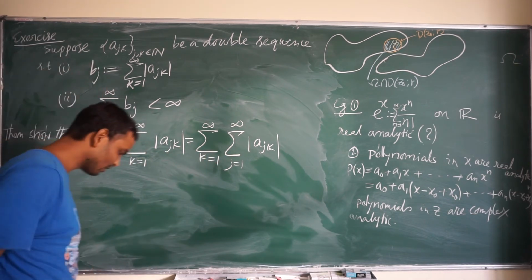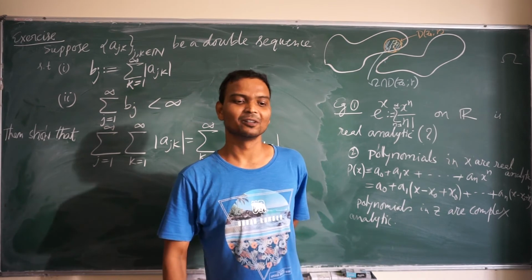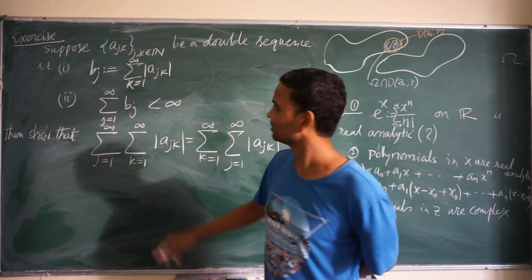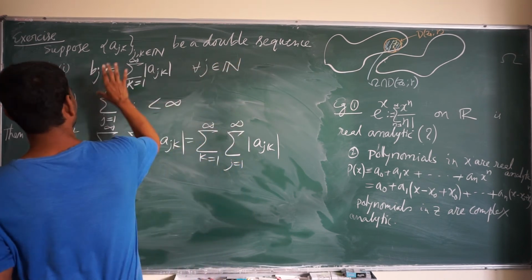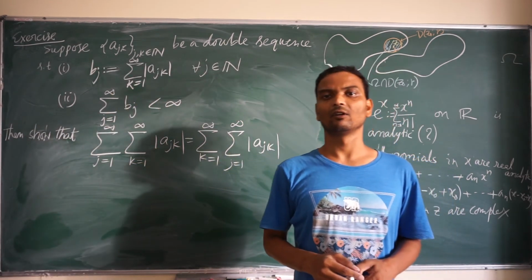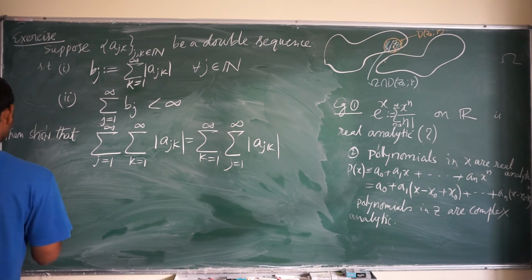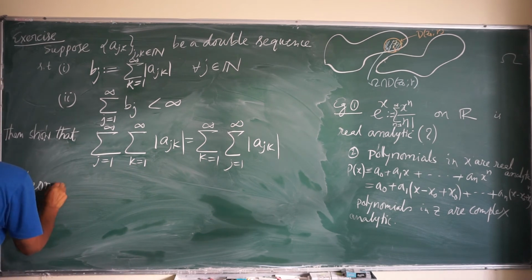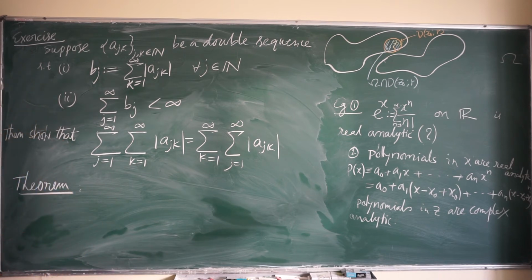Those who have done a measure theory course might realize this is the discrete version of Fubini's theorem. We need this to prove that any convergent power series is real analytic on its domain of convergence. So we'll do it in the real case, and the complex case will be an exercise, just analogous.